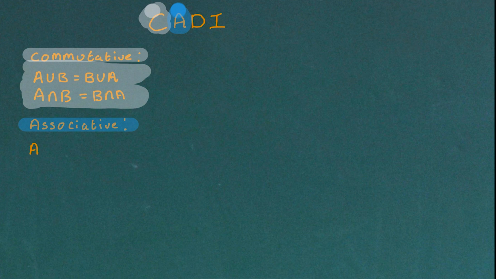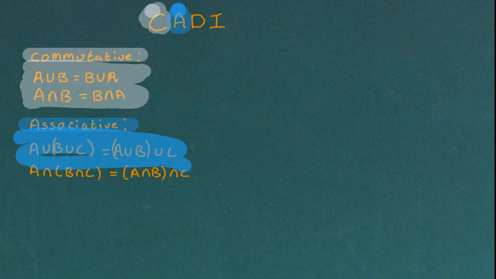The second letter highlighted in blue is the associative property. The way I remember this rule is if A union bracket B union C, if you move the bracket to the left, that will become A union B union C. And the same sort of rule applies for the intersect.